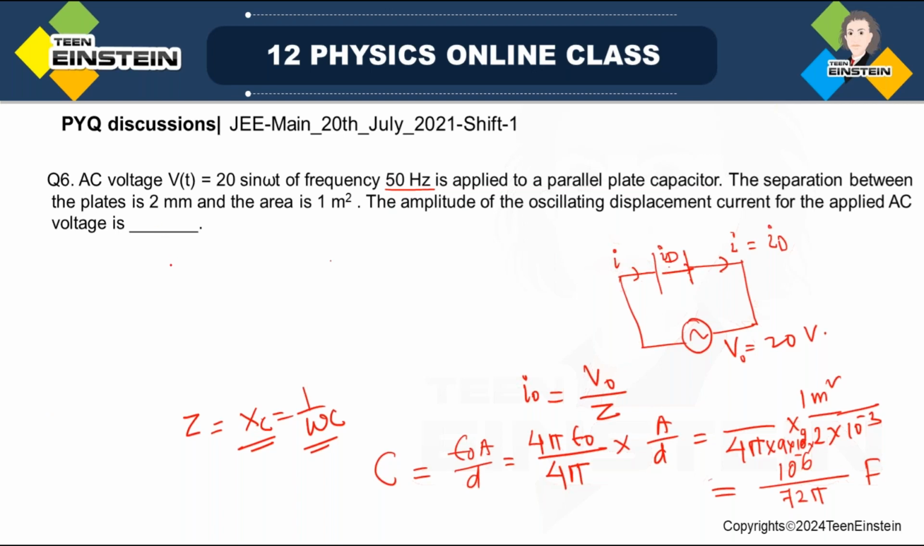I have got C, then I have to find out XC. XC is 1 over omega C. So what is omega? The frequency is 50 hertz, then you have to multiply 2 pi, 2 pi into 50 and C.